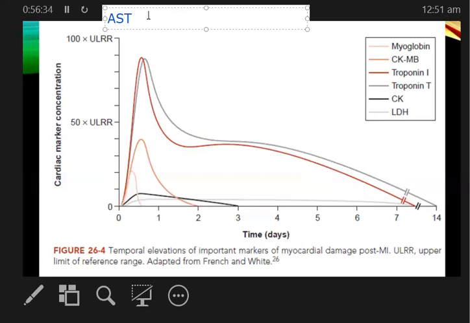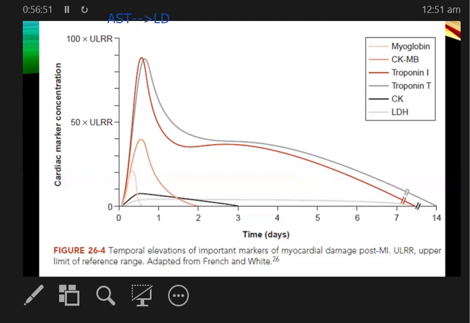However, the problem with your AST is that it lacks specificity. And so it was replaced by another enzyme, and that enzyme is your lactate dehydrogenase. Is lactate dehydrogenase still being used by laboratories? Yes. So it replaced your AST.